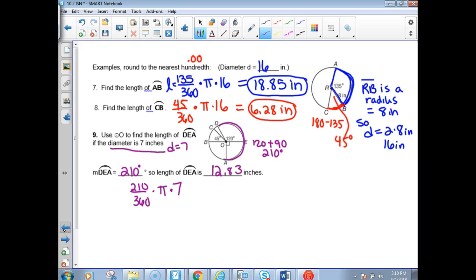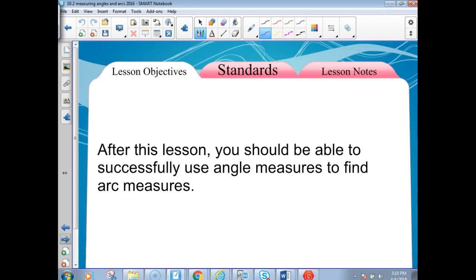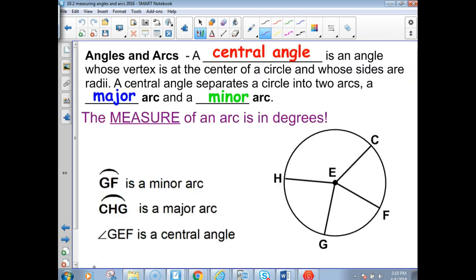Okay, that is the end of the ISN. So let's jump over to the packet, please. This just reiterates the definitions. A central angle is an angle whose vertex is the center of the circle. Central angle labeled here. I will go ahead and just follow the colors that are up here. If you want to highlight things on your picture, that's up to you.